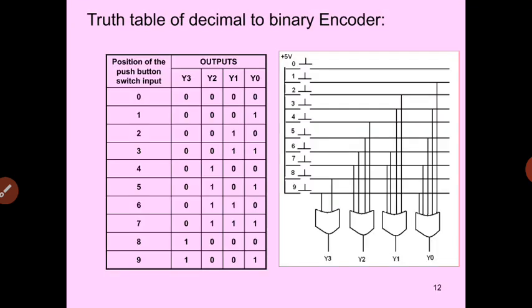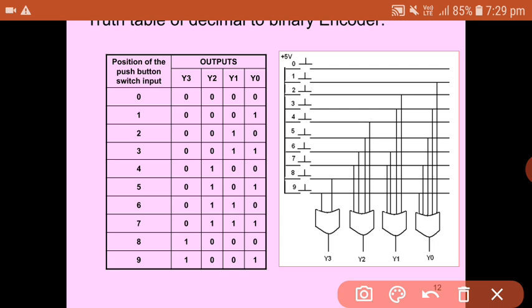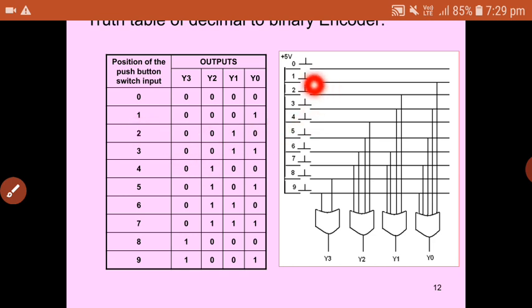We'll see the truth table. So depending upon which key is pressed, you can have its corresponding binary output. For example, if switch 0 is pressed, then what will happen? 0 is not at all connected to any OR gate, so all the outputs will be zeros. Similarly, if switch 1 is closed, then what will happen? Switch 1 is connected to only y0 output, so the y0 output will become high, and the remaining outputs will become 0.